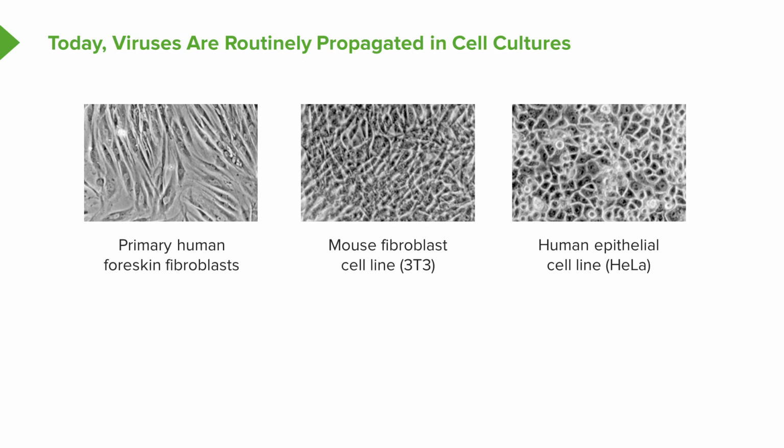One is a mouse fibroblast cell line. It's called 3T3. And then there is a human epithelial cell line, the famous HeLa cells. Both of these cells are what we call immortal. They grow forever. You can grow them over and over in the laboratory, and then that makes it a lot easier to do your experiments.